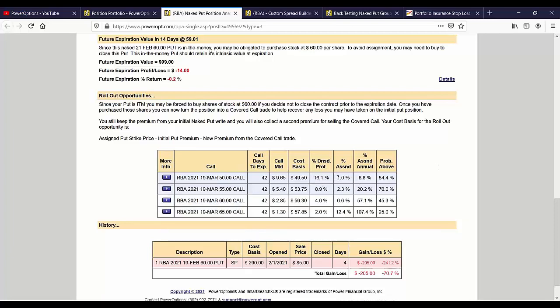But that's my first comparison: looking at what my new return is from this roll, my new protection or percent to break even if I perform this roll, and whether this new return for the time frame matches my trading plan for this strategy in my portfolio. That's how I decide which is the best strike to roll to, based on my trading plan and what the new return and new protection would be if I perform that roll, William. That's what I look for in that case.